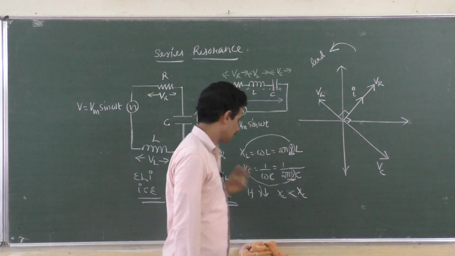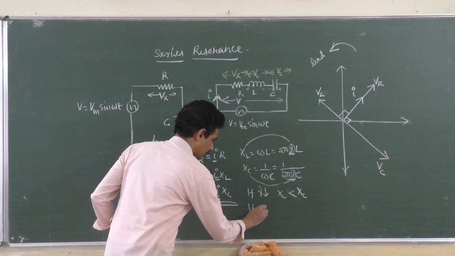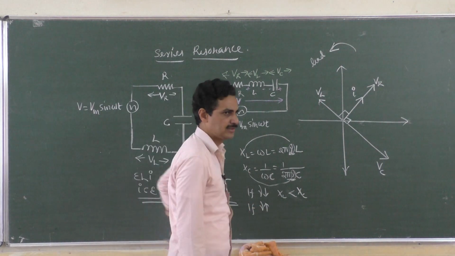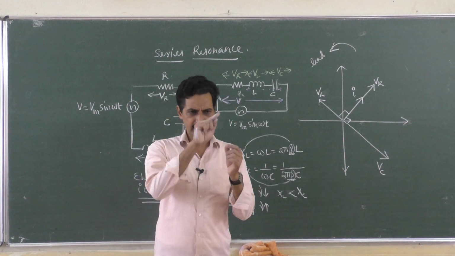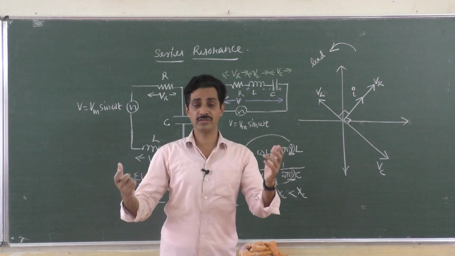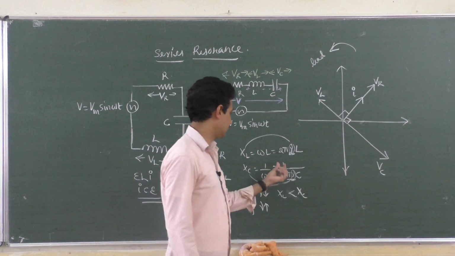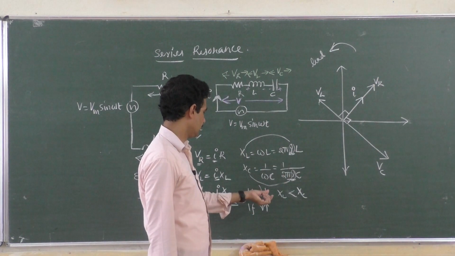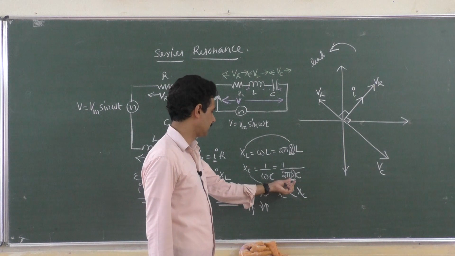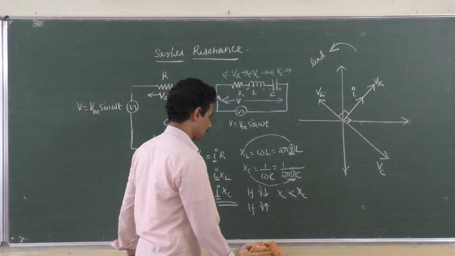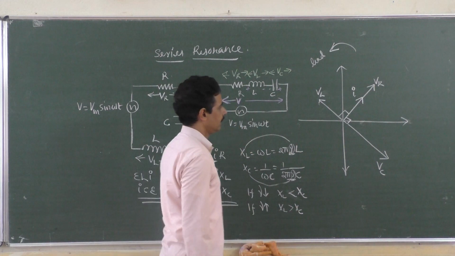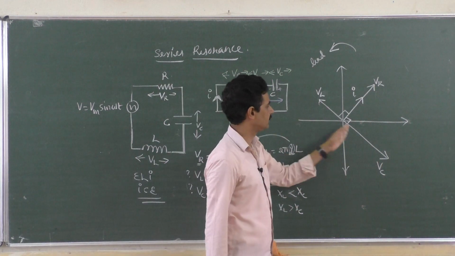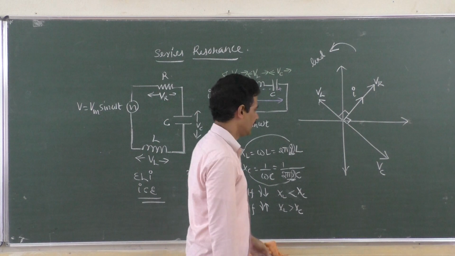If frequency is very high, say 10,000 Hz, 50,000 Hz, the number of cycles repeated is very high. An AC cycle is repeated 10,000 times, 50,000 times, then XC will be lesser and XL will be stronger. Now XL is greater than XC and this will be longer and this will be shorter. This voltage will be lesser.